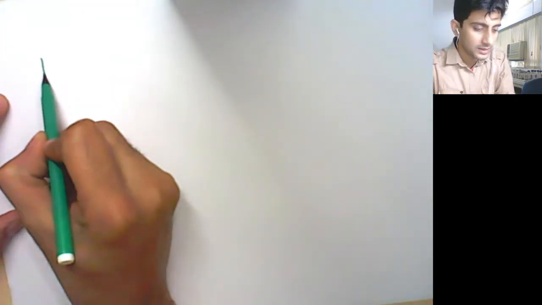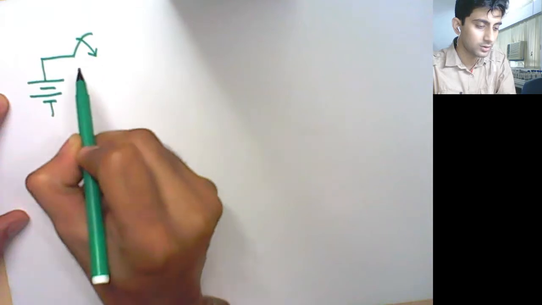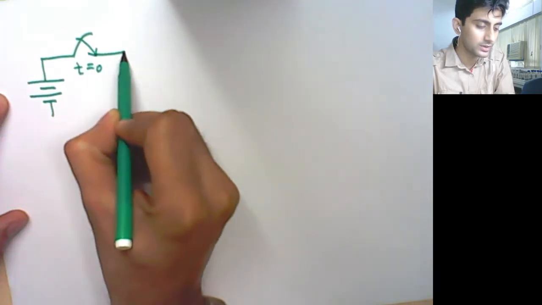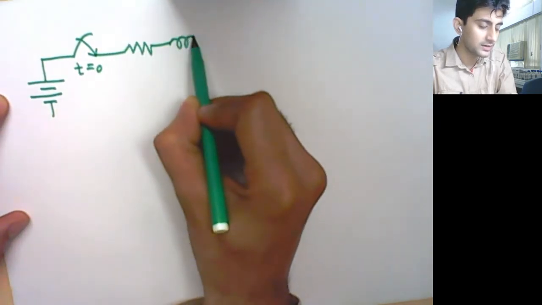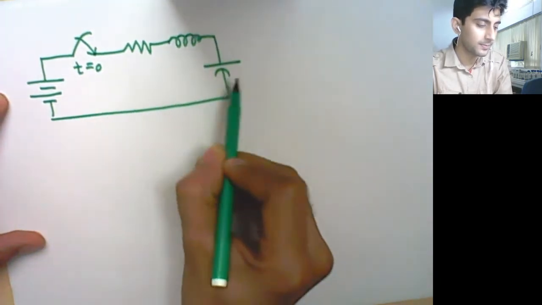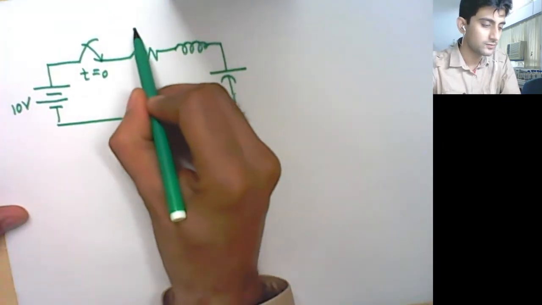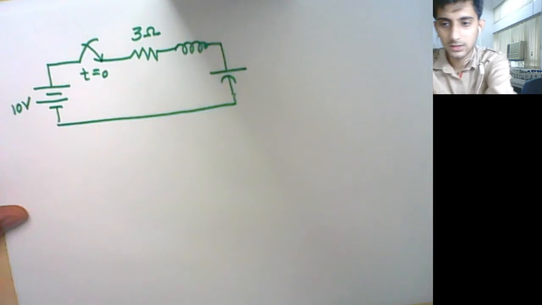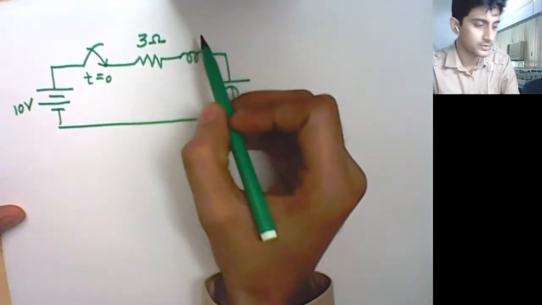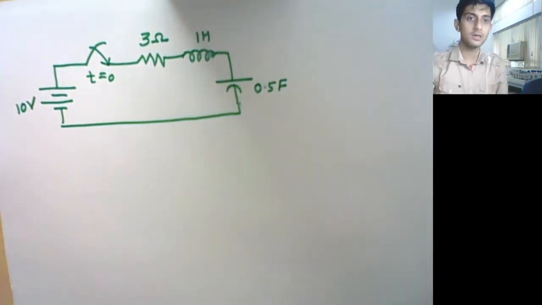Recall that our circuit was like this. There was a 10 volts voltage source with a switch that was made close at t equals to 0. There was a resistance, an inductance, and a capacitance. The voltage source was 10 volts. This was of 3 ohms, this was 1 henries, and this was 0.5 farads. And the switch was made closed at t equals to 0.